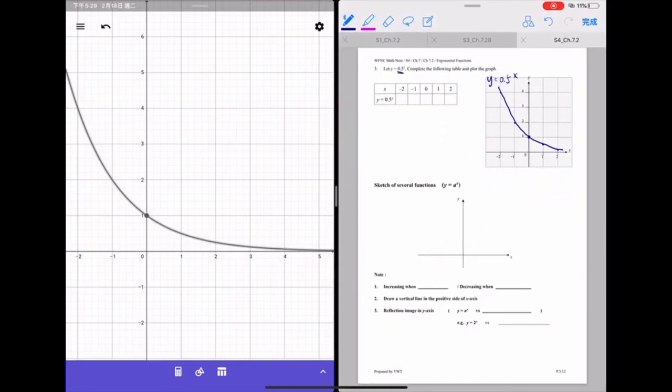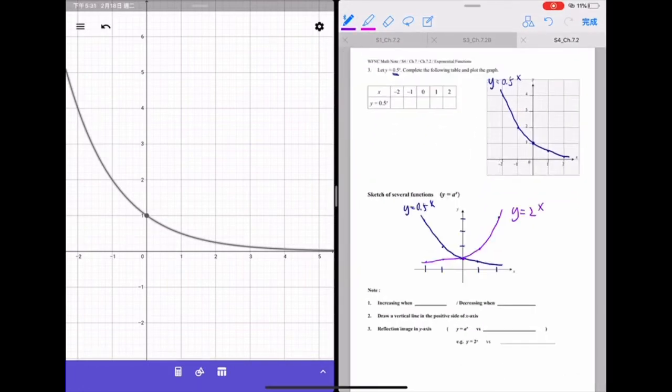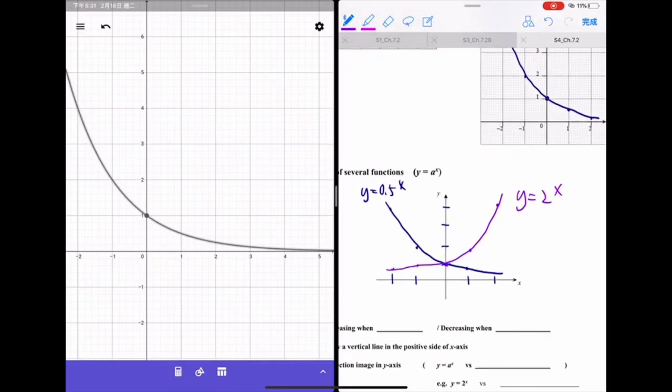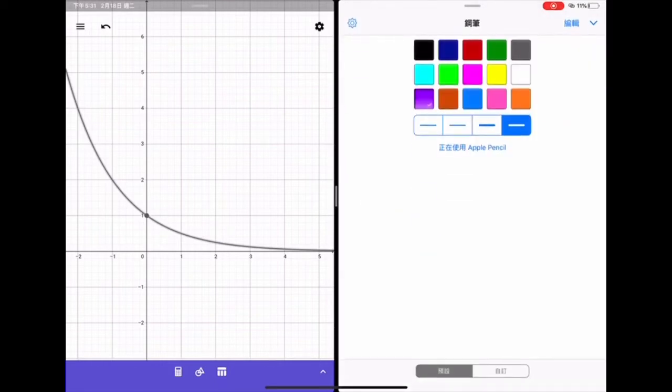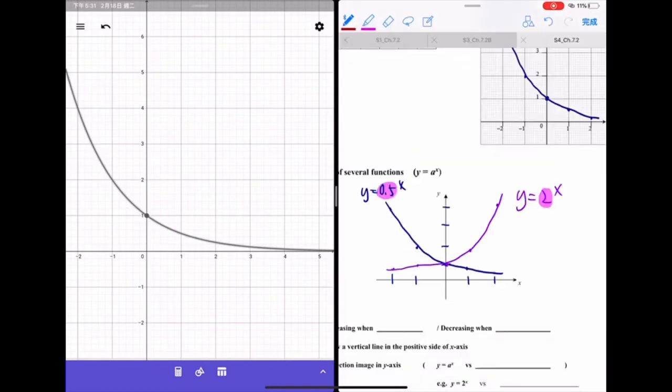So let's combine them here. Just combine the last and the first one. Actually, you can see they are symmetrical with each other. Let's take a look at the two numbers, 0.5 and 2. Actually, they are a little bit related. If you still remember, 0.5 is equal to 1 over 2, which is equal to 2 to the power negative 1. That means this one is equal to 2 to the power negative x.